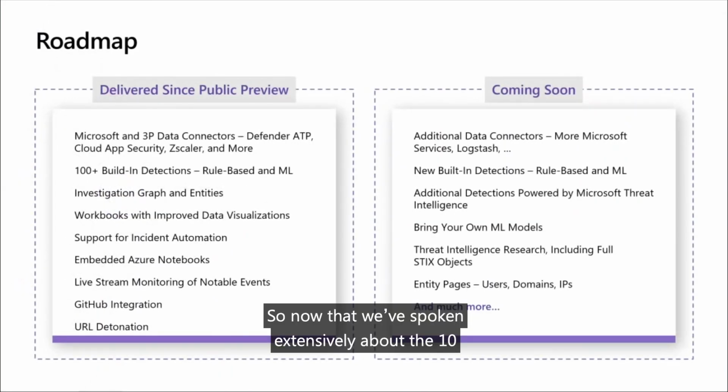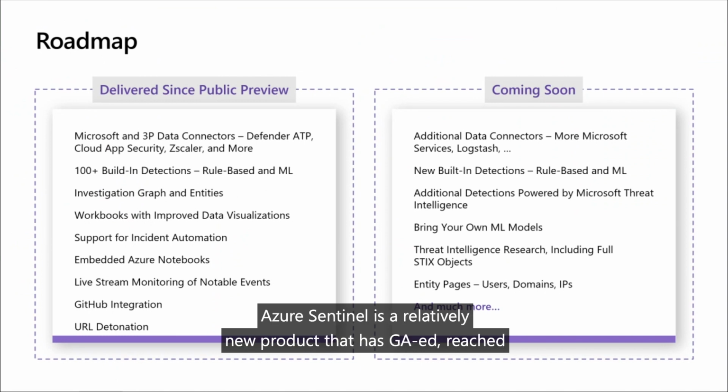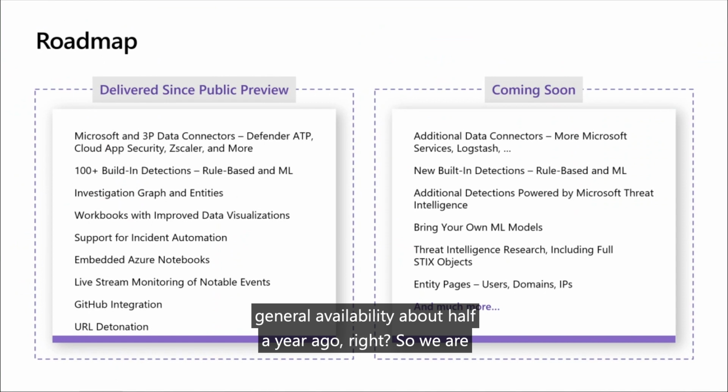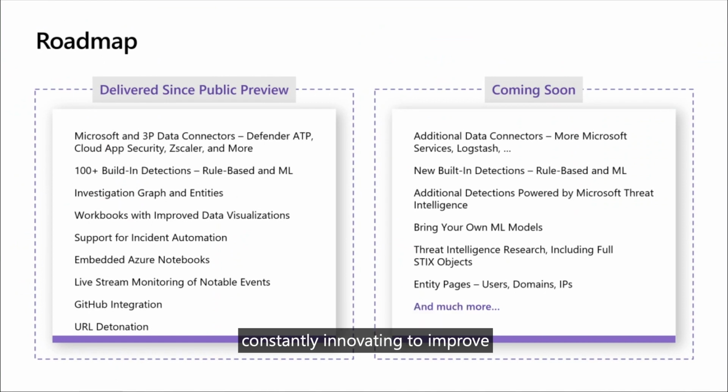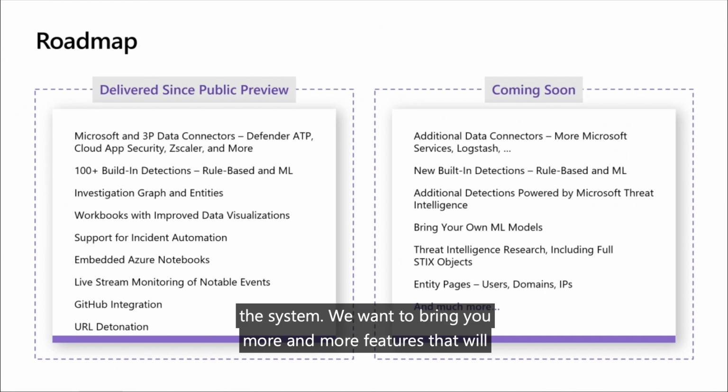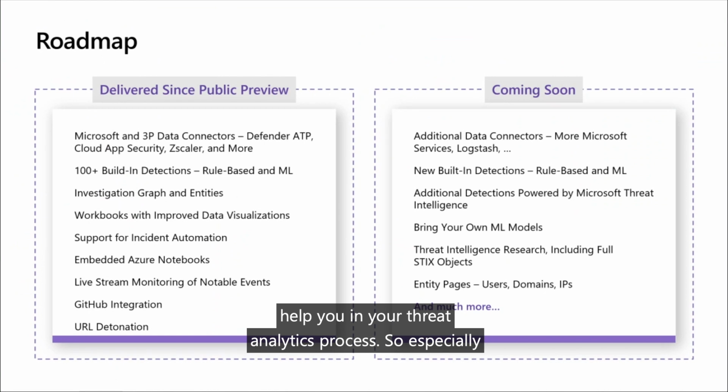So now that we've spoken extensively about the 10 different ways in which Azure Sentinel can help you modernize your approach to SIEM, not just within the cloud, but also in your existing context on-prem. Now, we also want to talk a little bit more about the roadmap of where we are going. Azure Sentinel is a relatively new product that reached general availability about half a year ago, right? So we are constantly innovating to improve the system. We want to bring you more and more features that will help you in your threat analytics process.